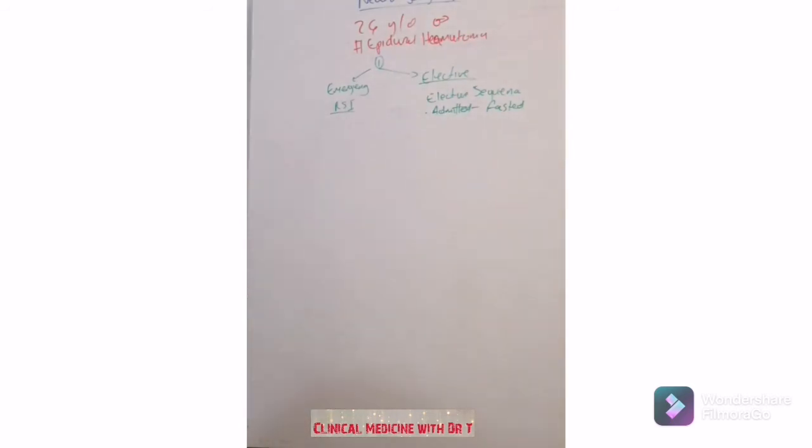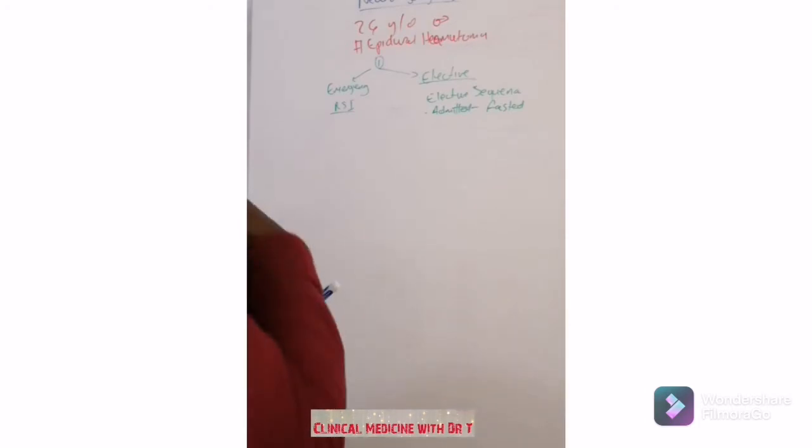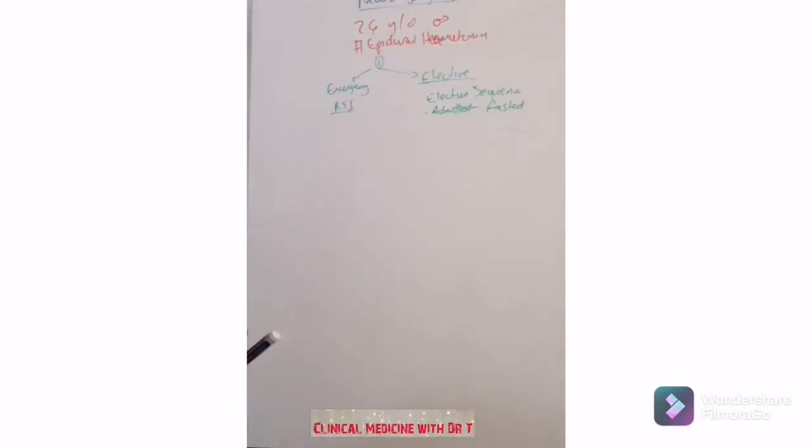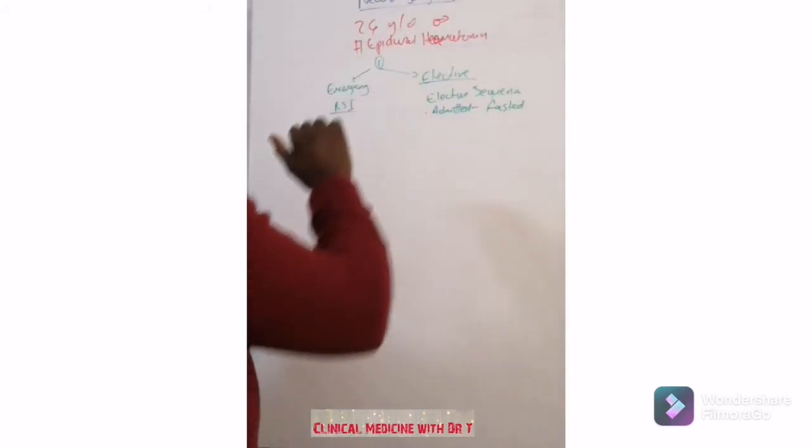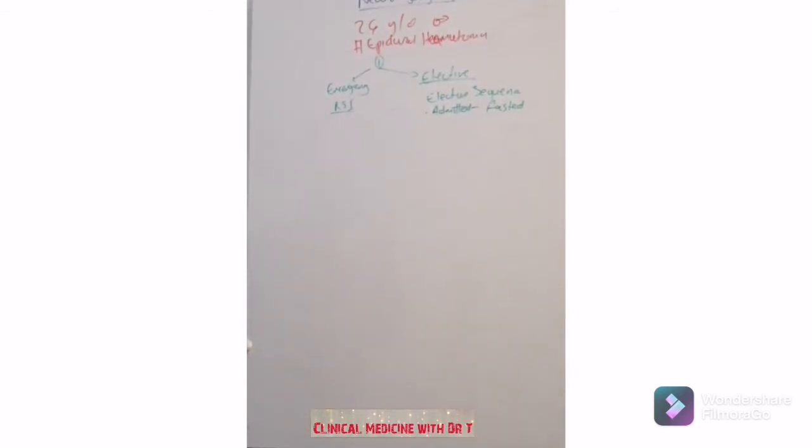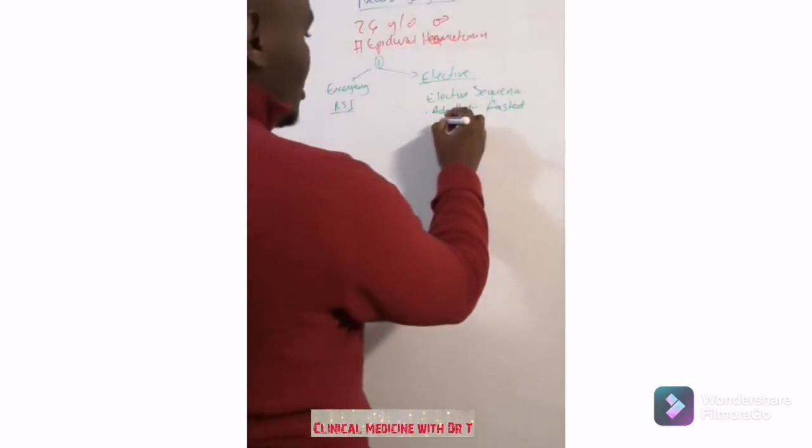The second thing that you must ask yourself after this first question is, where is the operation? It's what I've just explained in the video, that in the legs, lower abdomen, buttocks, around the perineum, you can do a spinal. But this patient had to be operated on the head. Because it's a head, we have to go for a GA.